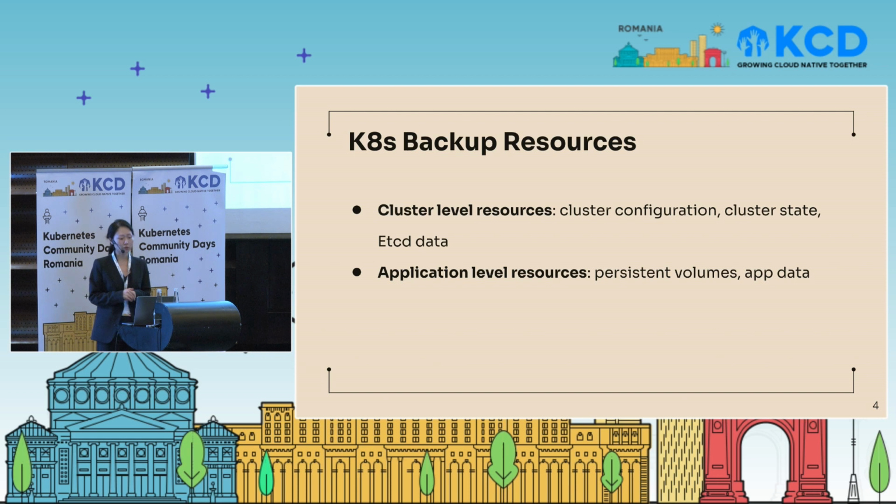In Kubernetes, we typically deal with two levels of resources when it comes to backup: cluster level resources and application level resources. Cluster level resources include all settings and configurations for the entire Kubernetes cluster, including cluster configuration, cluster state, data, and RBAC policies. Application level resources, on the other hand, deal with data and configuration that's specific to the application within the cluster, such as persistent volumes, stateful application data, and so on.